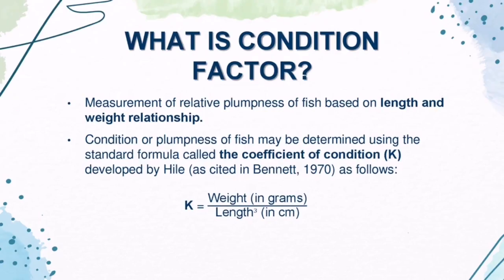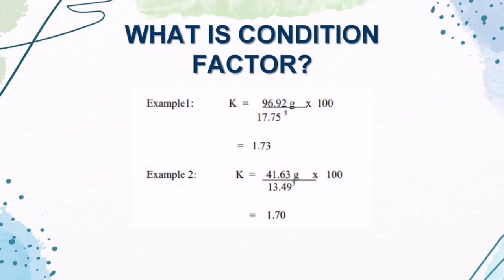Condition factor. This is the measurement of relative plumpness of fish based on length and weight relationship. The condition or plumpness of fish may be determined using the standard formula called the coefficient of condition, with the symbol K, which is equal to the weight in grams divided by length cubed in centimeters. So let's give a sample equation.